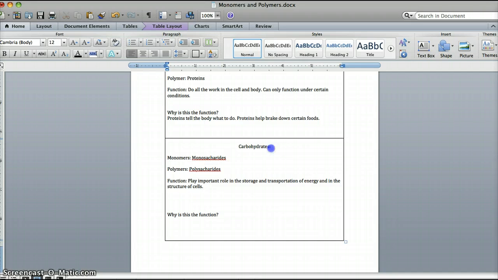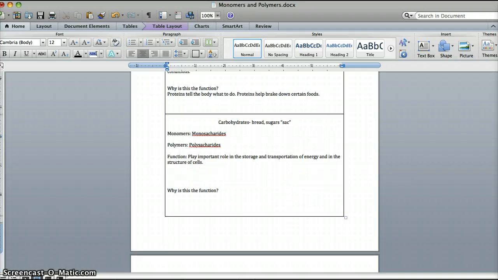Now, if you think about it, carbohydrates are mainly bread and sugars. Now, bread sometimes comes in a sack. So if you can think monosaccharides, a sack of bread. Carbohydrates are monosaccharides and polysaccharides. Now, bread breaks down to make sugars, and sugar is energy. So monosaccharides and polysaccharides are the storage and transportation of energy, and carbohydrates break down to make energy.